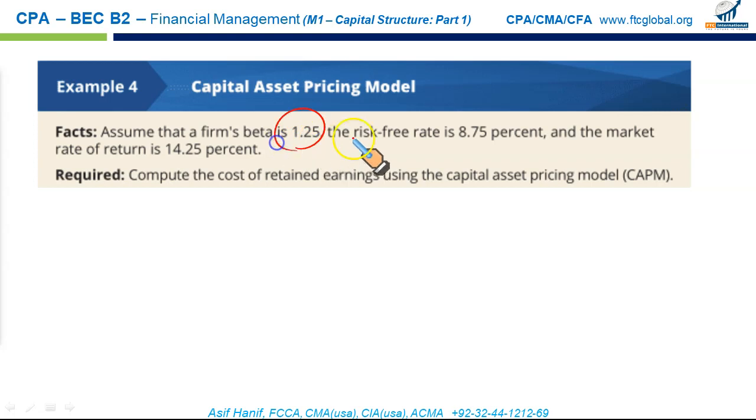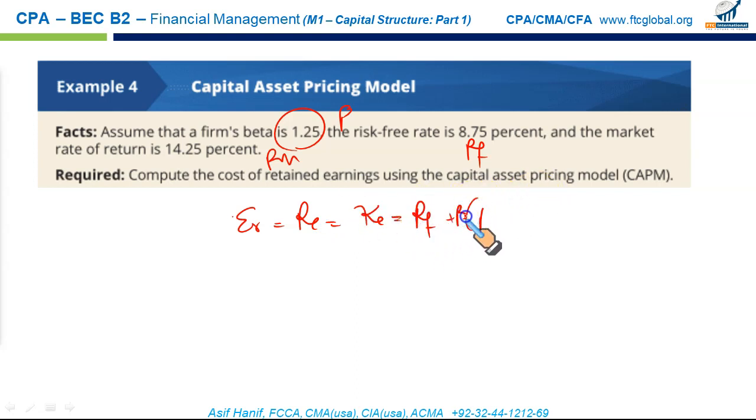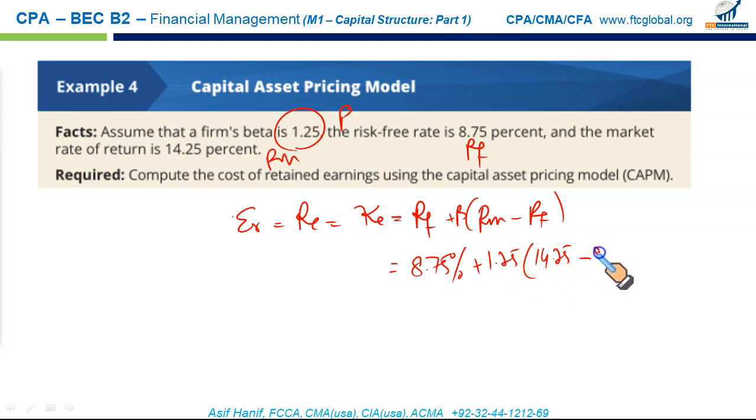So beta is 1.25, the risk-free rate is RF, and the market return RM is 14.25. We just have to calculate the desired rate of return, ER or RE or KE, whatever you call it, they are all the same. RF plus beta times RM minus RF. The risk-free rate is given as 8.75, which is pretty high, I believe. Beta is 1.25 times the return on the market, 14.25, less 8.75.